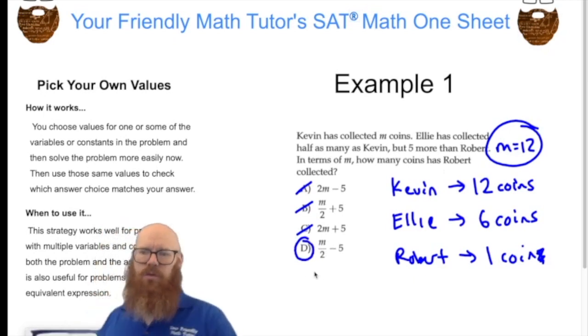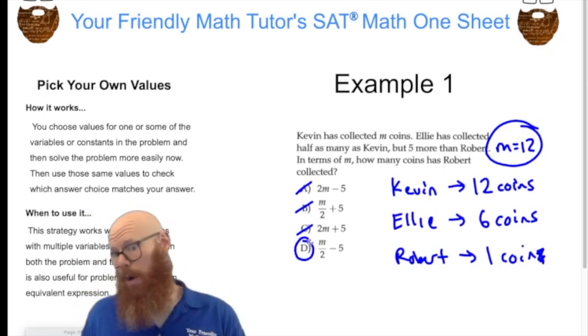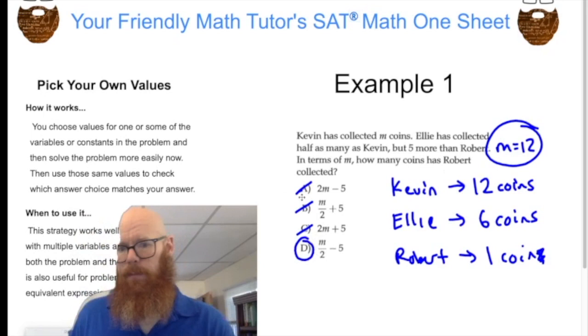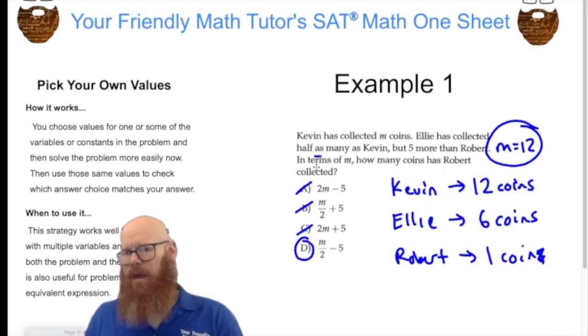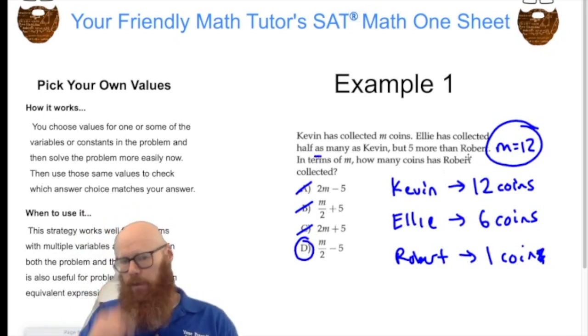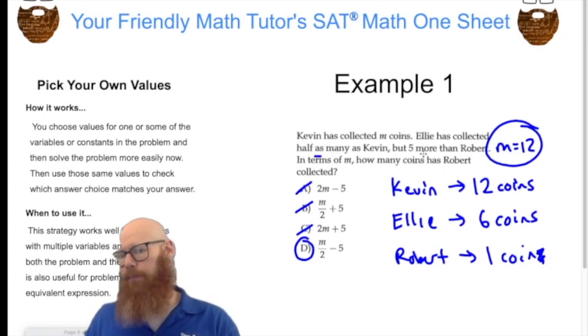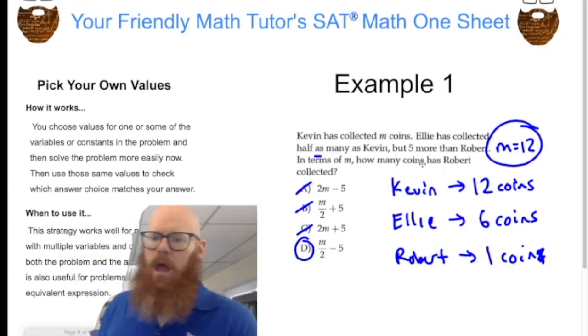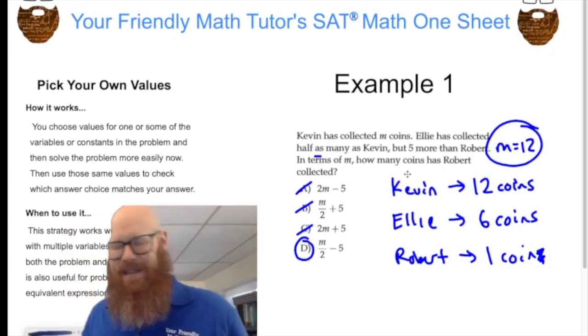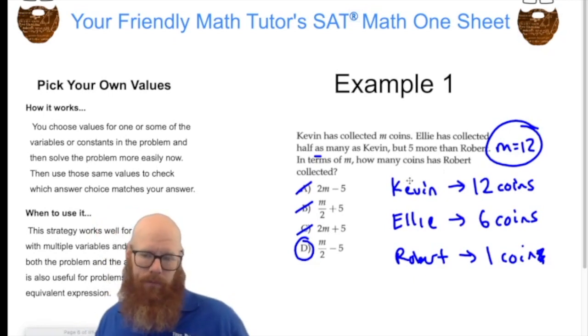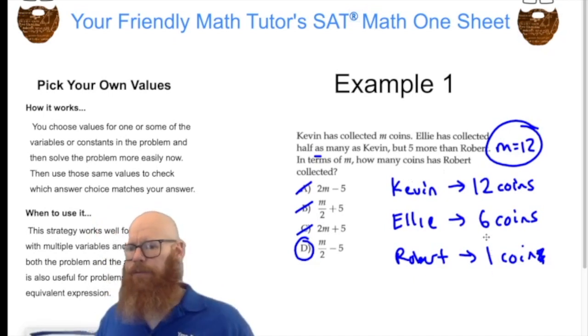All right, so just to recap here, I just chose 12. I wanted to pick an even number so I could easily take half of it, and I picked a little bit of a bigger number so that I could also do 5 more for Robert. You could have picked 14, 16, really any even number would have worked out well. You would have gotten a different value for Robert, but by plugging your value in, you would have gotten the value that you got for Robert.